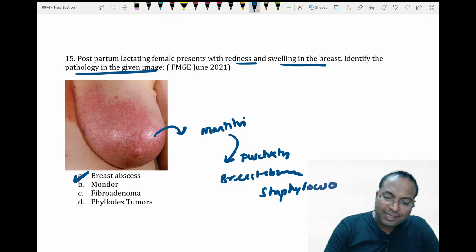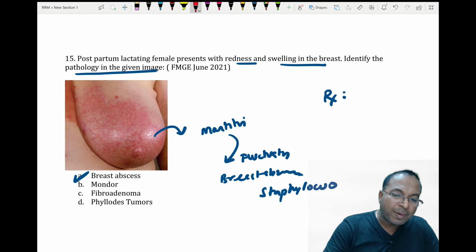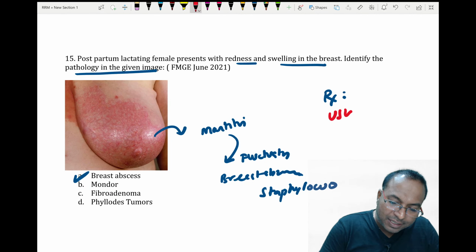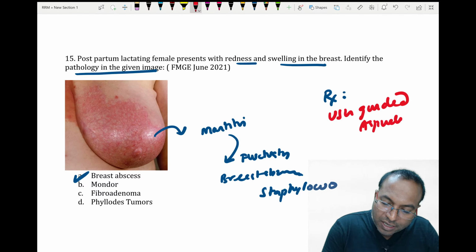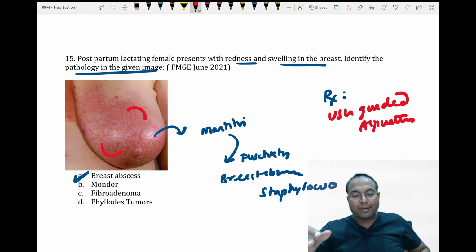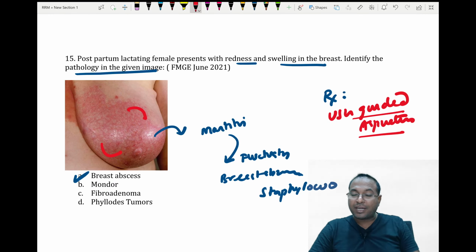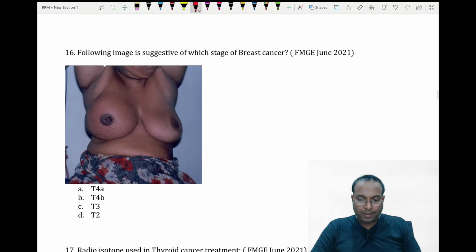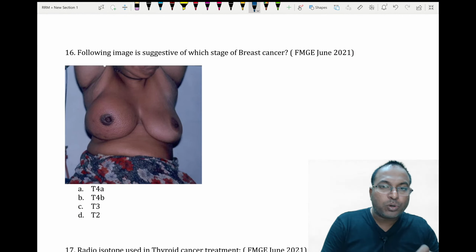So the latest treatment for this case, please remember, I&D is not the treatment. The latest treatment is ultrasound guided aspiration of the abscess. Because in olden days we used to open this abscess and drain it by I&D. Now I&D is not done. Ultrasound guided aspiration is the treatment for breast abscess now. So this question again came in NEET PG 2022 this year.